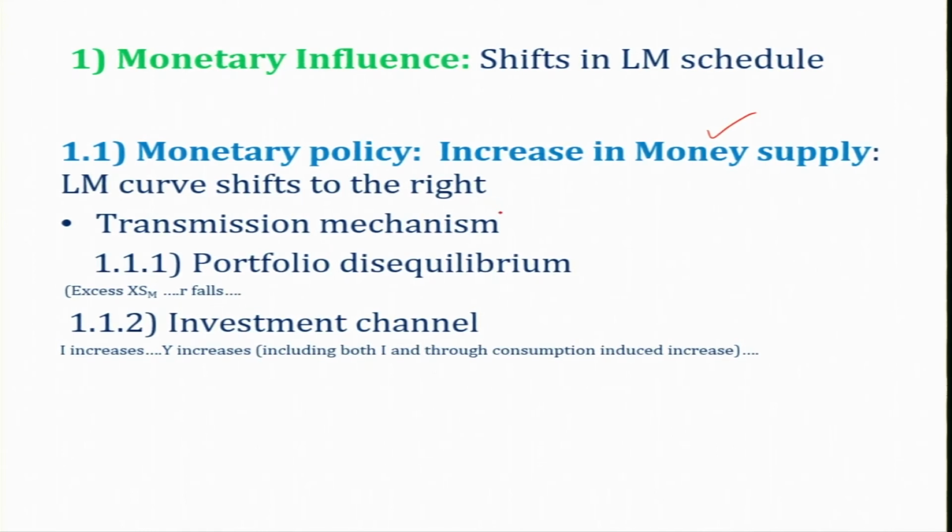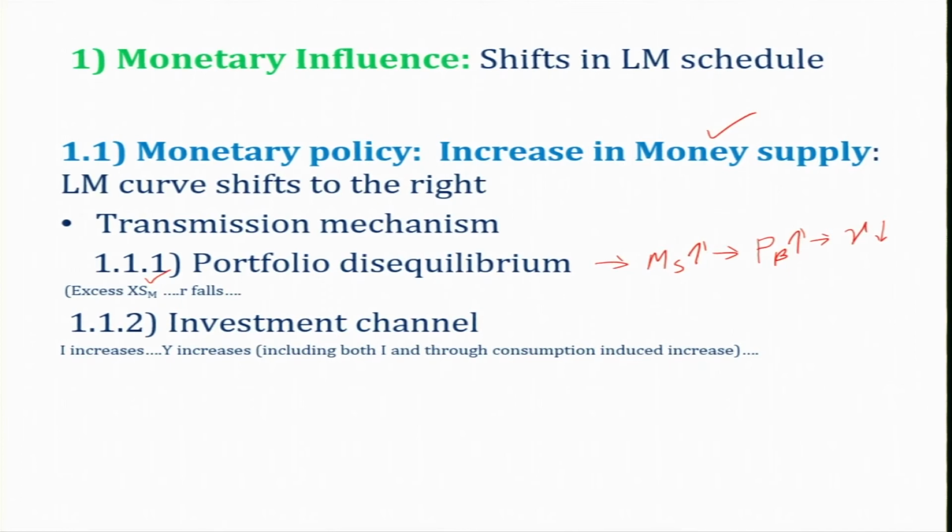The transmission mechanism here is that when there is an increase in money supply in the economy, people will hold more money, there will be portfolio disequilibrium, an excess supply of money in the market. Because of the excess supply of money, people will invest their new assets in the bond market. They will demand more bonds. As a result the price of bonds increases, and the rate of interest decreases, because of the portfolio disequilibrium.